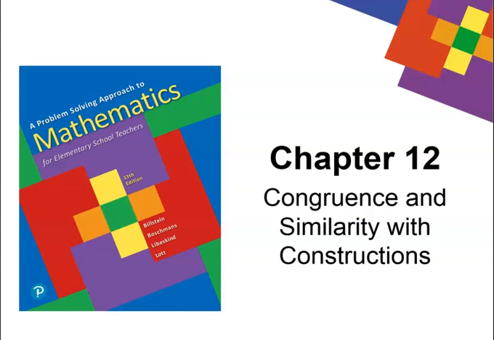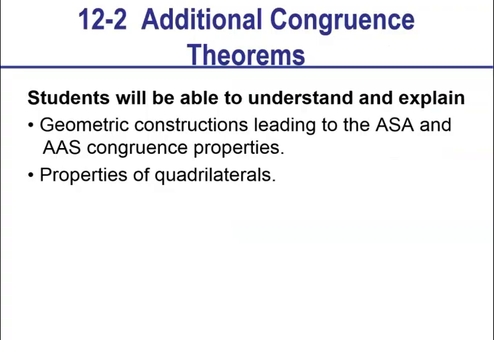Hello teachers, let's pick up with section 12-2. In 12-2 we're going to talk about additional congruence theorems. In particular, we're going to talk about geometric constructions leading to the angle side angle and angle angle side congruence properties, along with examples for both of those cases, and we're going to talk about properties of quadrilaterals.